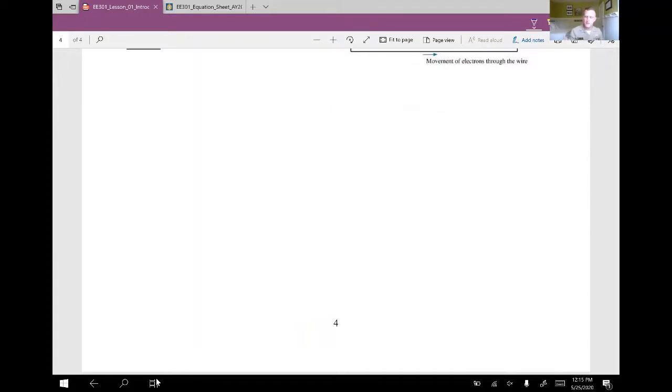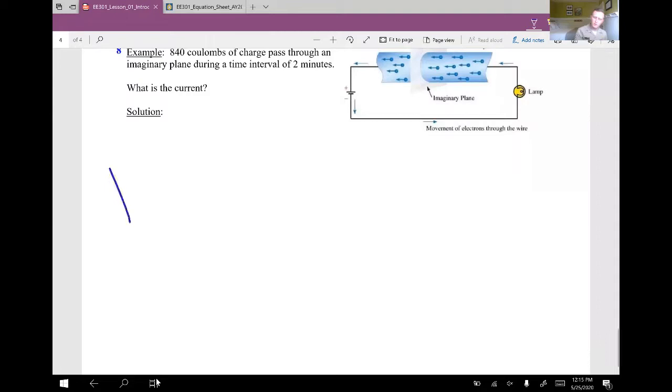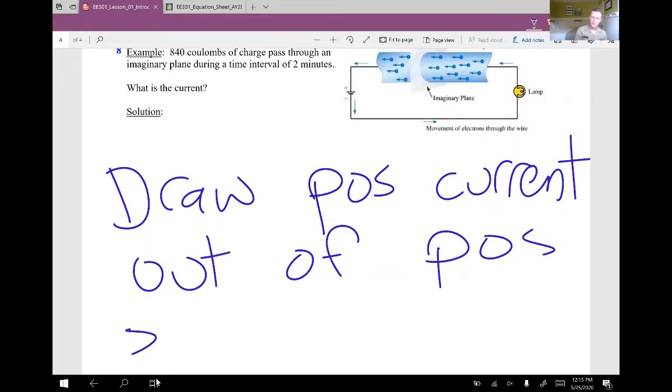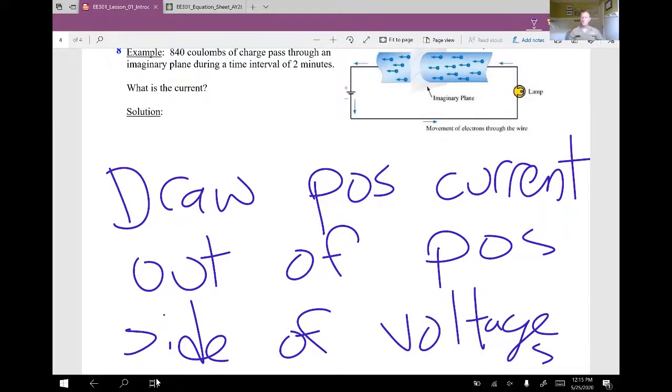And that's the end of lesson 1. So remember, draw positive current out of the positive end or positive side of a voltage source. And with that, there's lesson 1.